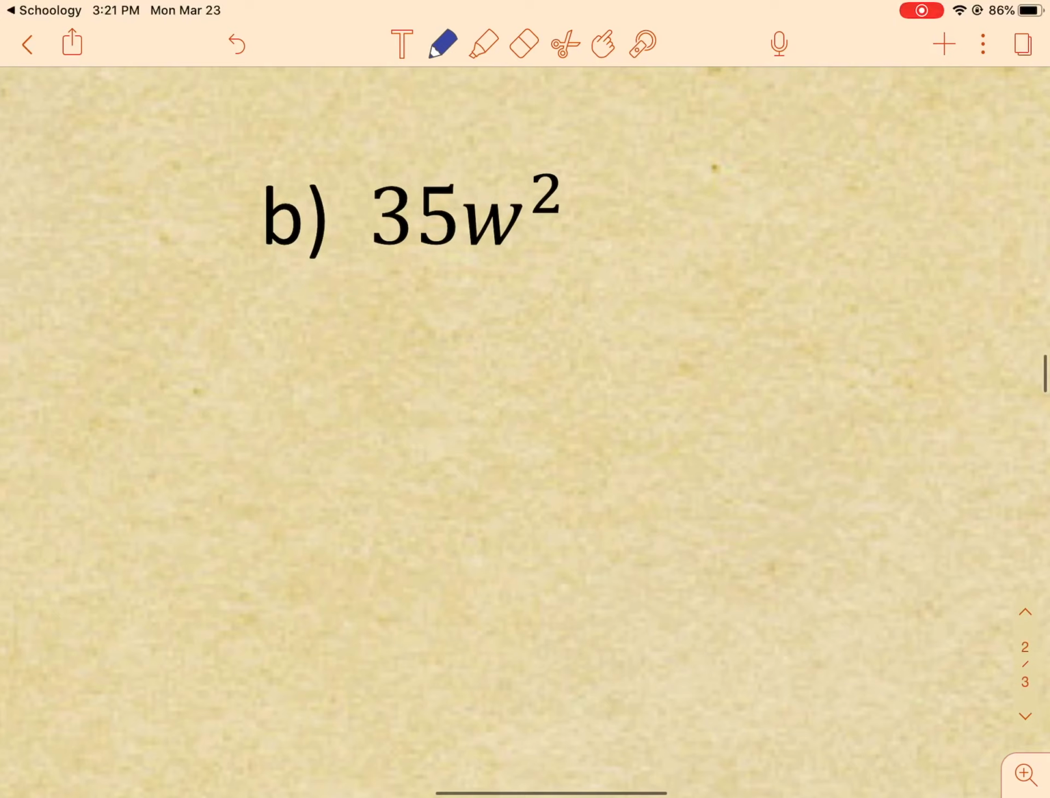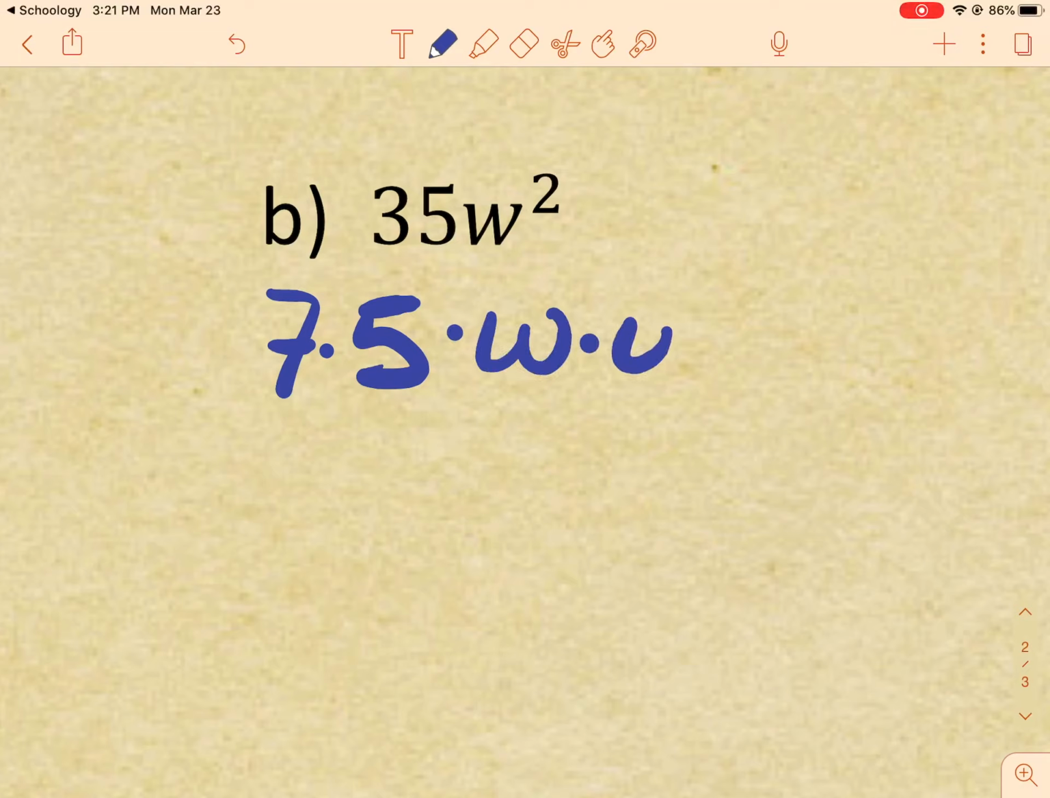And then if we slide over and look at 35w squared, the number 35 is 7 times 5. The number 7 can't be broken up any farther, and the number 5 can't be broken up any farther, so we're good there. Then we look at w squared, and it's w times w.